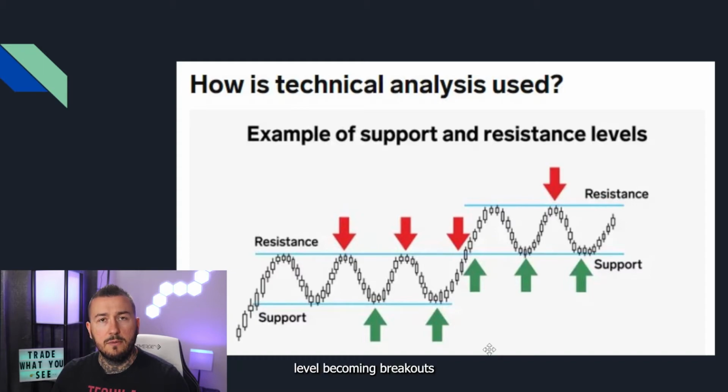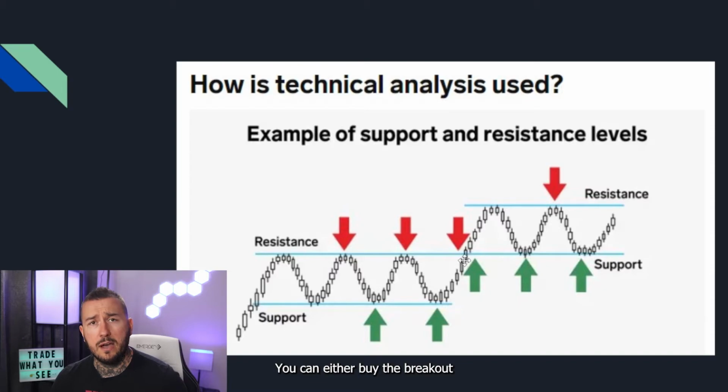Support and resistance levels becoming breakouts, and breakouts are tradable events. Not only that, but support and resistance are tradable events, okay? You short the stock when it gets to resistance, or you buy the stock when it gets to support. These are trading decisions based off of technical analysis. Also, breakouts are buyable events as well.